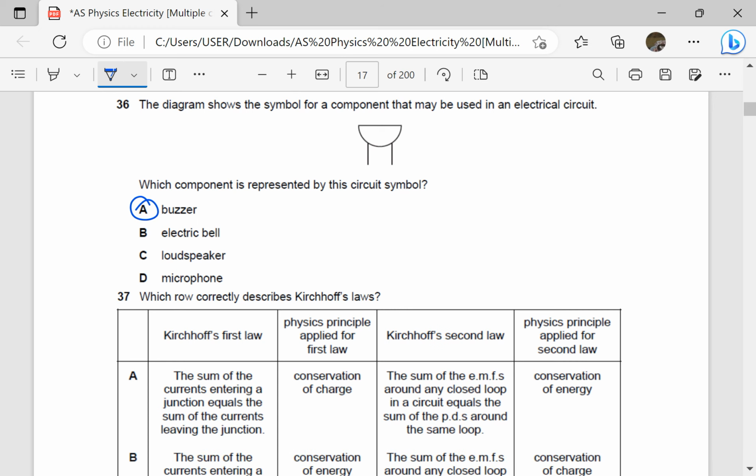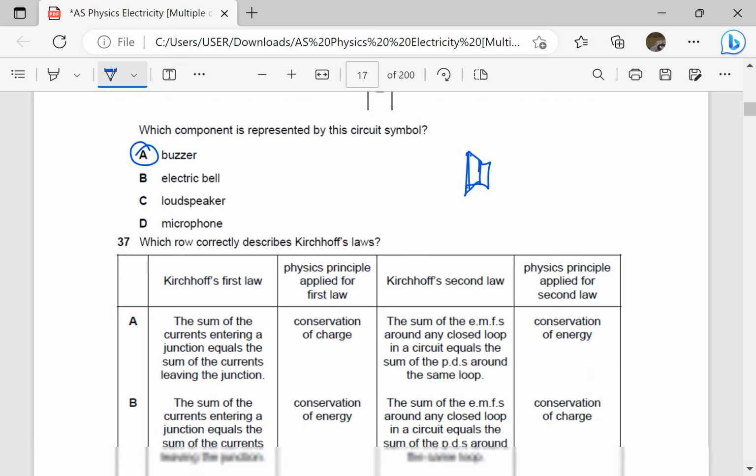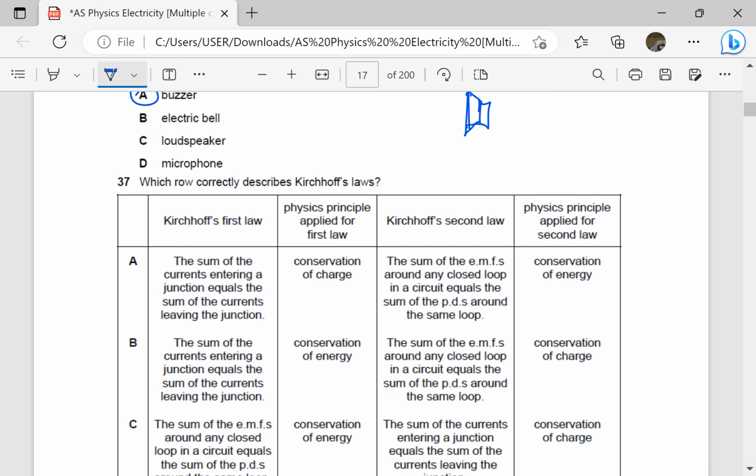If it was a loudspeaker, I think we use this for a loudspeaker. So many people confuse that with a loudspeaker, but we use this for a loudspeaker. Which law correctly describes Kirchhoff's laws?